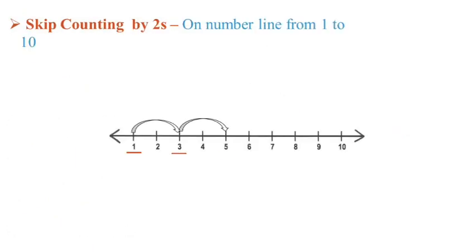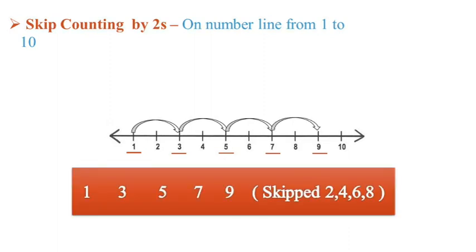Children, as we said, we can start skip counting at any number. In the first example, we saw skip counting by 2s on the number line from 0 to 10. Now let's use a number line from 1 to 10. So here we are going to start at number 1. Again we follow the same rule. Start from 1, skip number 2, land on 3, then reach 5, 7 and 9. So the numbers we skip are 2, 4, 6, 8. So this is skip counting by 2s.